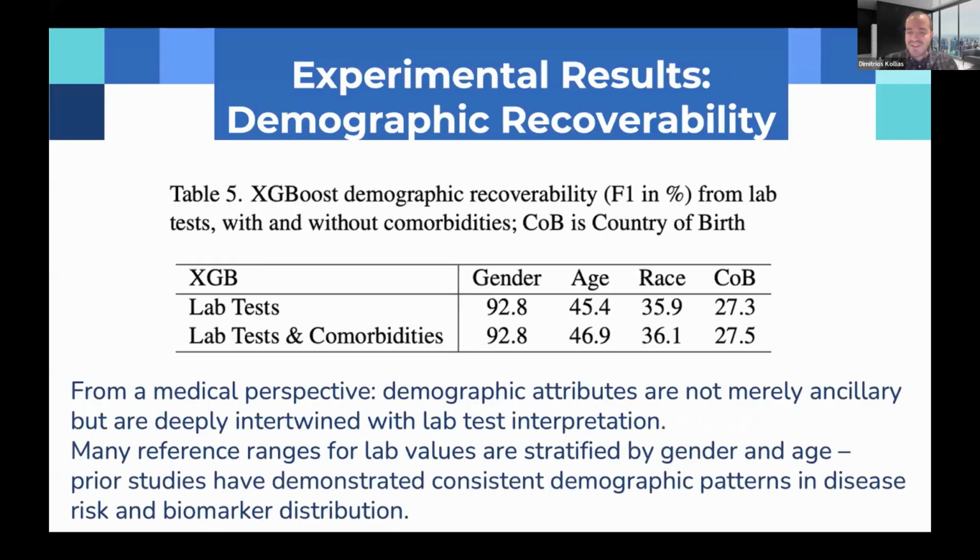So from a medical perspective, the demographic attributes are not merely ancillary, but are deeply intertwined with lab test interpretation. And now, if you remember when I was presenting to you the input features, the 30 lab tests, and I was showing you the description, there was also another column with the normal ranges. I told you that the normal ranges are also dependent on the gender and the age. So many reference ranges for lab values are stratified by gender and age. By default, this explains a bit the result that we got with the demographic recoverability. And it's also important to mention that some prior studies have also demonstrated consistent demographic patterns in disease risk and biomarker distribution.